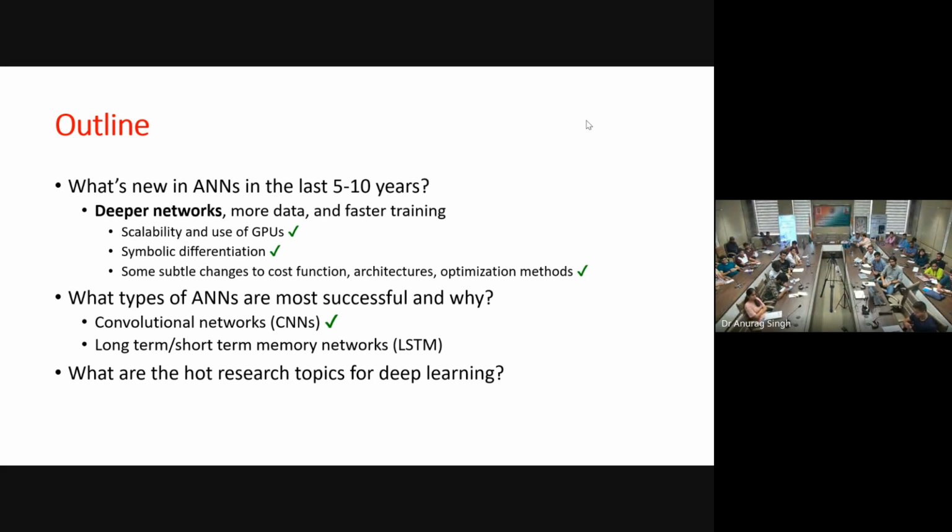So now the question is, what is the hot research in this area? All these slides are not my slides. I have taken them from different sources, and I will tell you the references. But by going through various materials, I have been able to prepare something which can be of some importance.